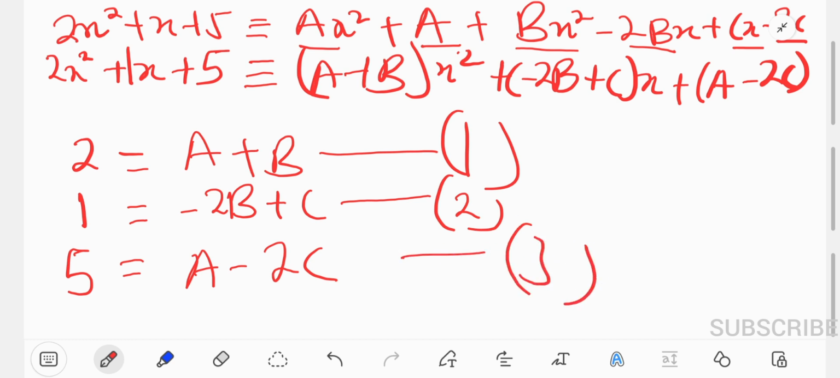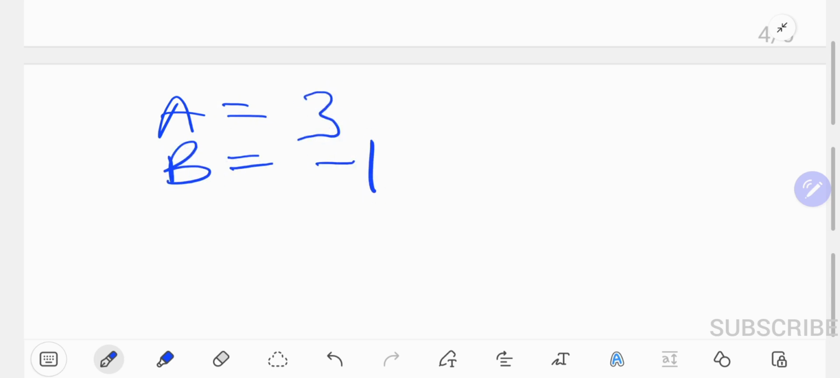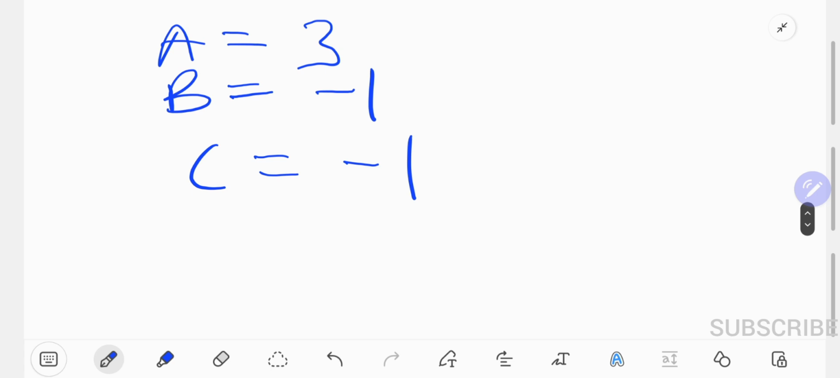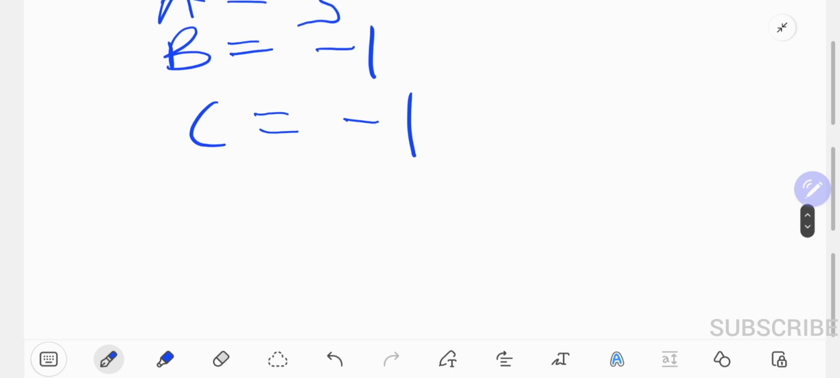So if you proceed and then you solve these 3 equations simultaneously, you arrive at a being 3, then b is -1, and then c will be -1 as well. Okay, so by solving the 3 equations simultaneously, we are going to get a equals 3, b equals -1, and c also being equal to -1. So these are our values of a, b, and c. Just substitute them to get your final answers.